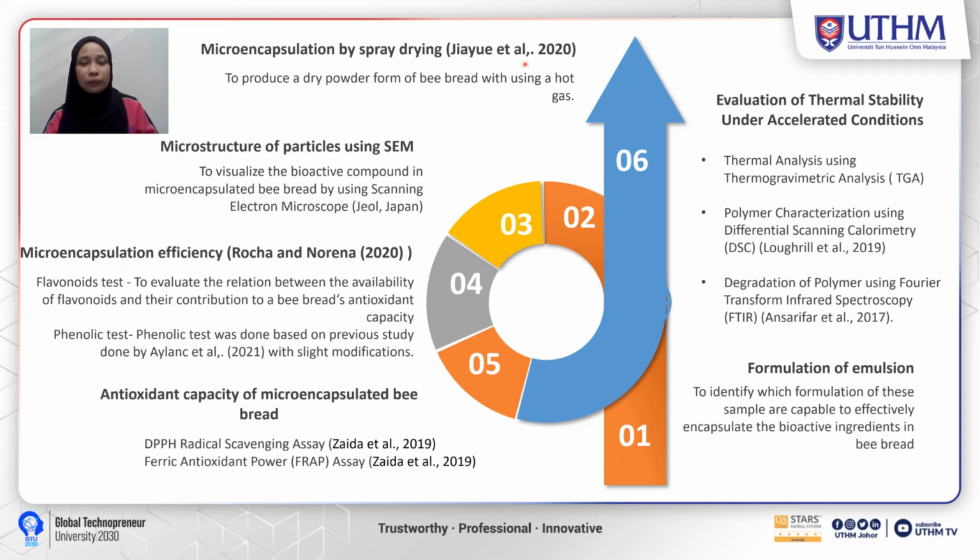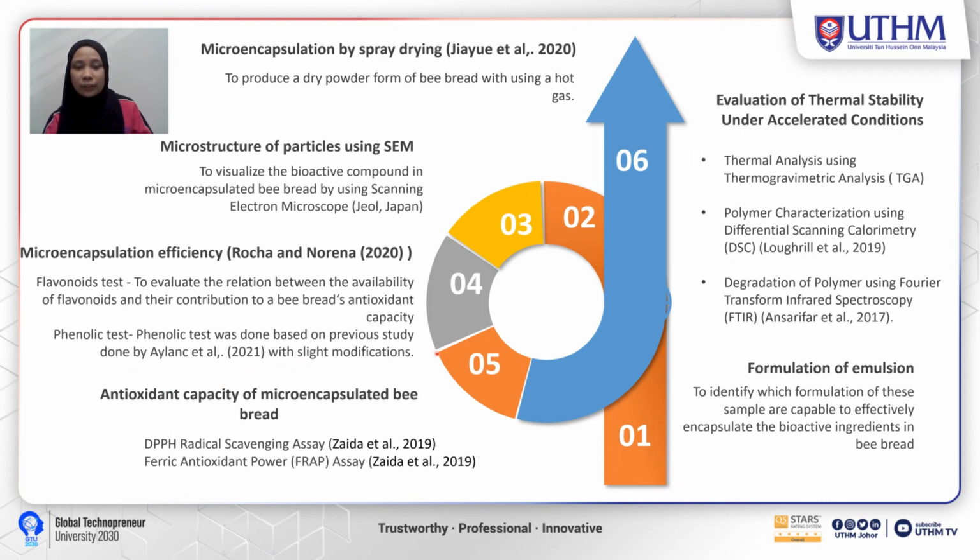And next, the microencapsulation by spray drying, according to Jayu et al. 2020, is done. The microencapsulation is used to produce a dry powder form of bee bread using a hot gas. A microstructure of particles using SEM is also done to visualize the bioactive compound in microencapsulated bee bread by using a scanning electron microscope, JEOL, Japan. Next, microencapsulation efficiency by using Raka and Orena 2020. The microencapsulation efficiency can be tested using flavonoid test and phenolic test. Flavonoid test is done to evaluate the relationship between the availability of flavonoid and their contribution to bee bread antioxidant capacity.